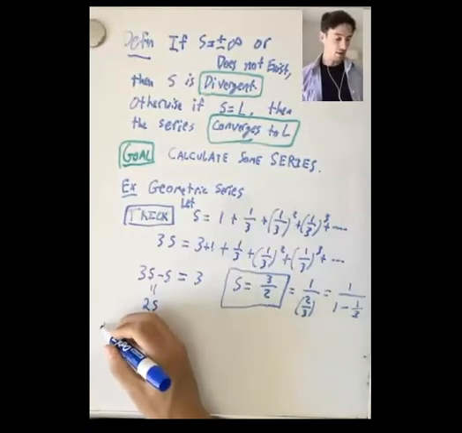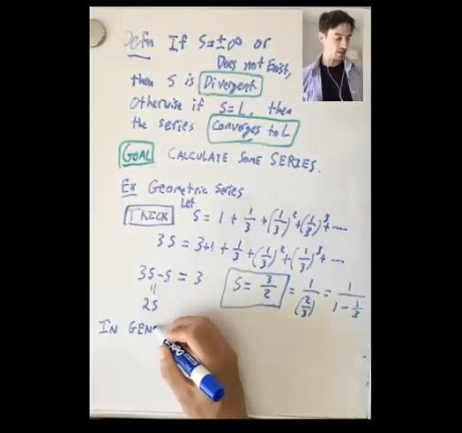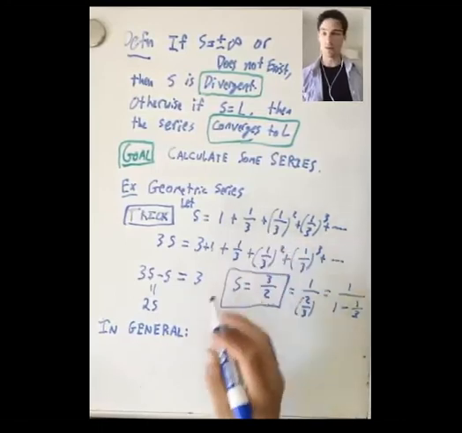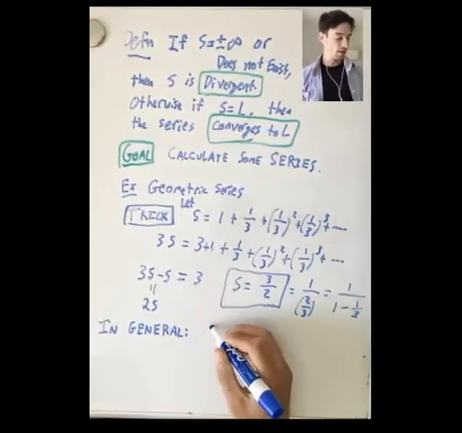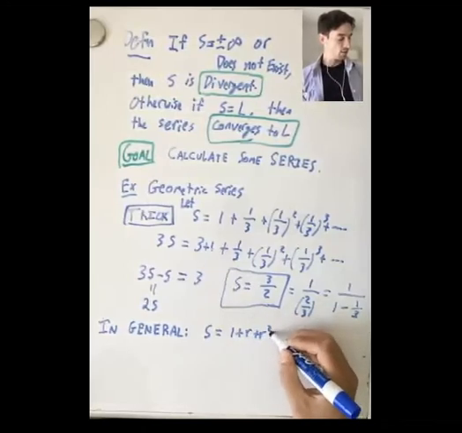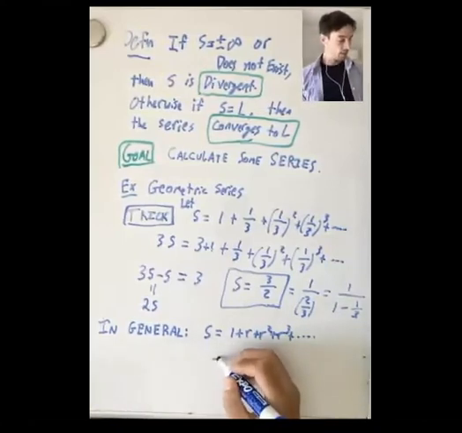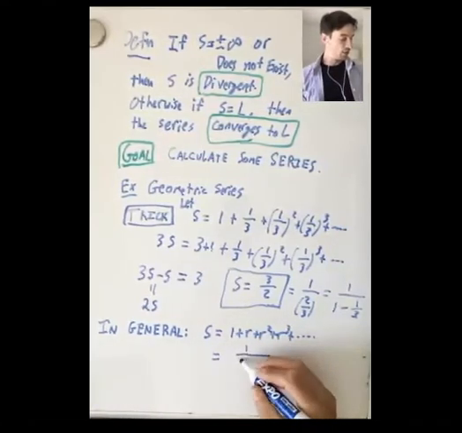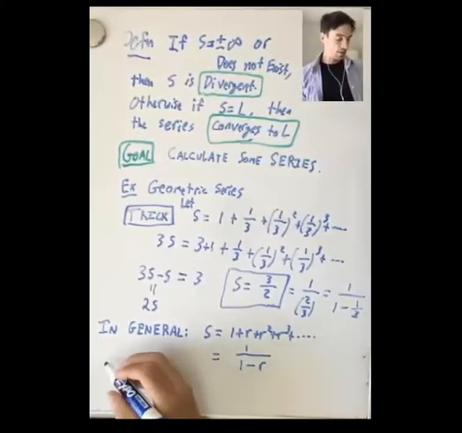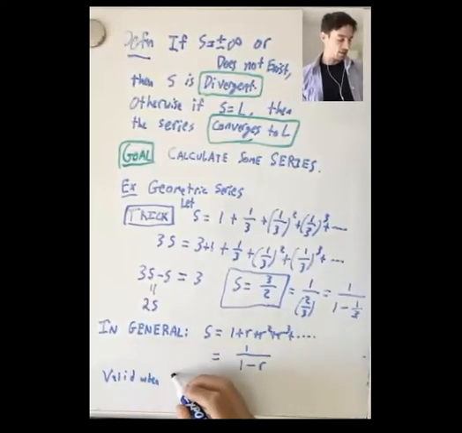So you don't need to know how to prove this, but the idea is just to take the argument that we just went over for the one example where r equals 1/3 and do it for general r. So if s equals 1 plus r plus r squared plus r cubed plus, this series is equal to 1 over 1 minus r. But this is only valid when the series converges.